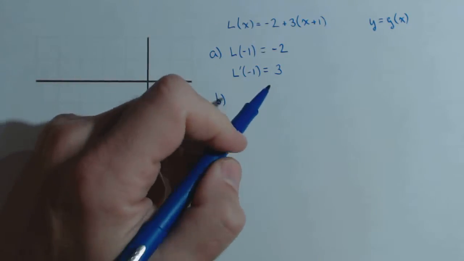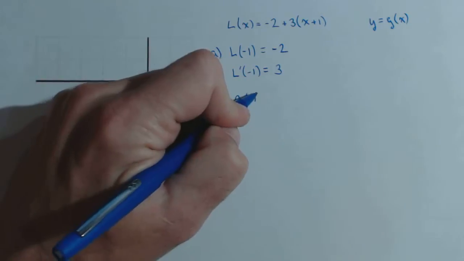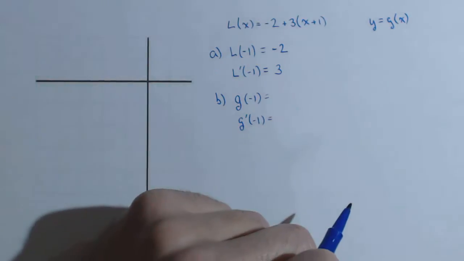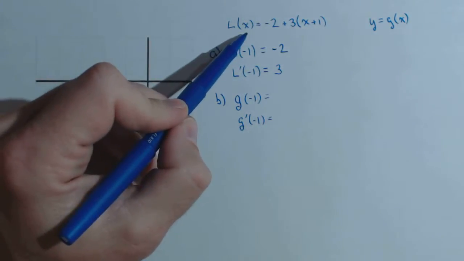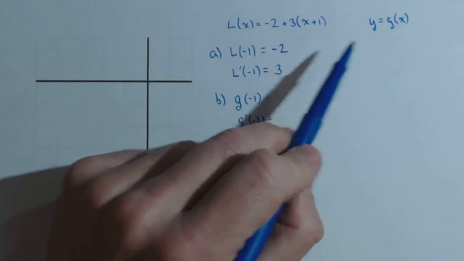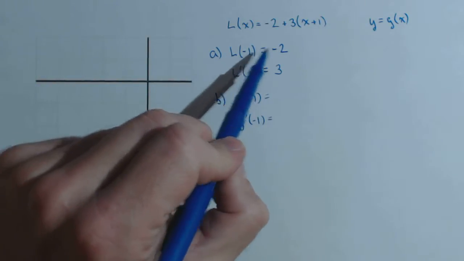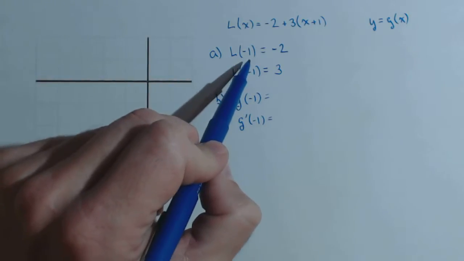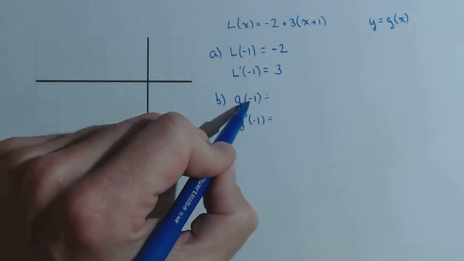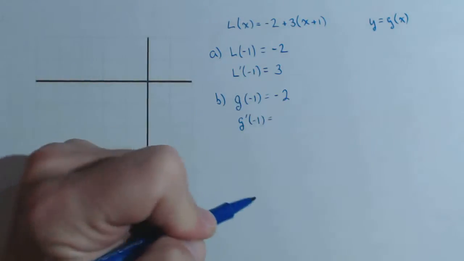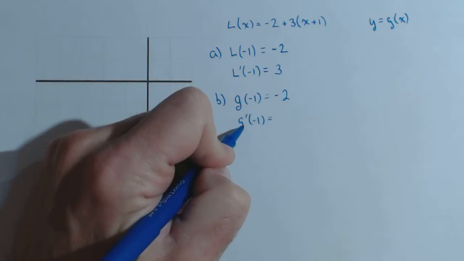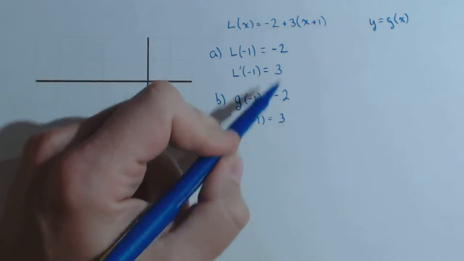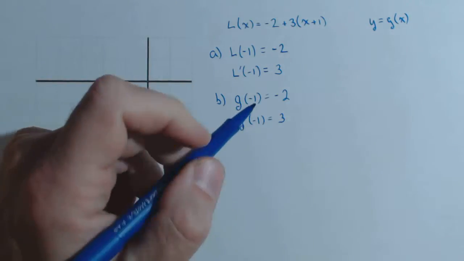Part B is very similar. It's asking us to find g of -1 and g prime of -1. Well, interestingly enough, we've already done the work for this, because the local linearization of a function, or the tangent line of a function, shares the same y value and slope at the point of tangency, which is -1. So at -1, g needs to have the same function value, so g of -1 has to be -2, and g has to have the same slope, so g prime of -1 is 3. So this is a property of all tangent lines.